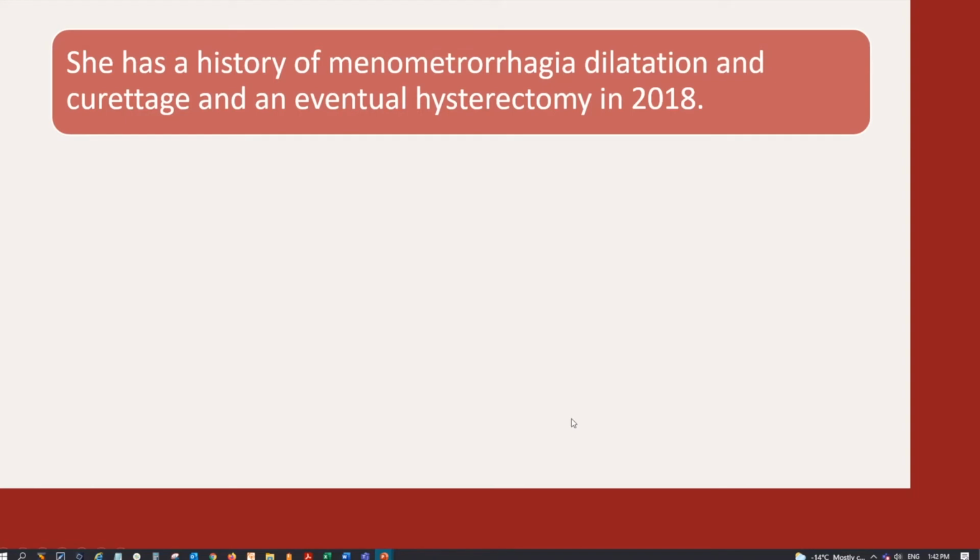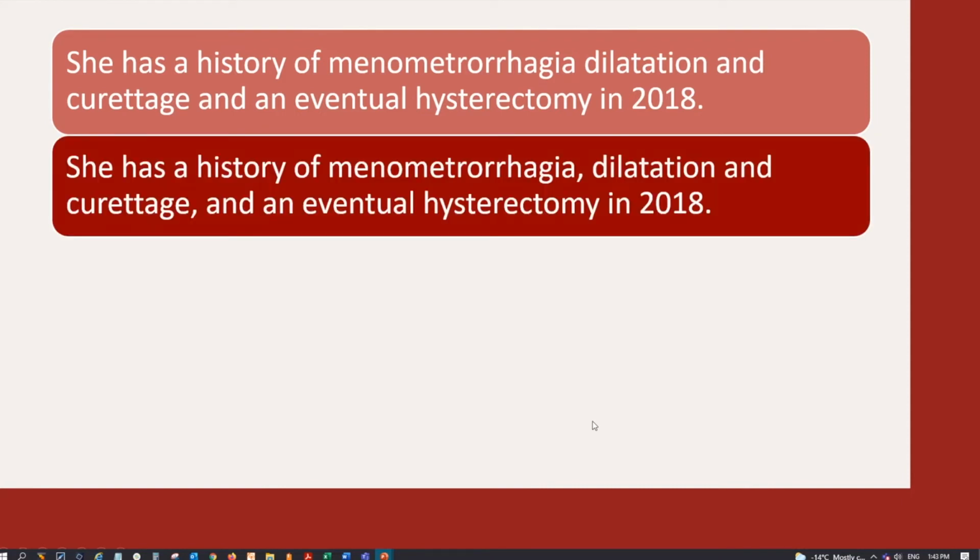Okay, she has a history of menometorrhagia, dilatation and curettage, and an eventual hysterectomy in 2018. This one's a bit tricky. It's trickier than you might think. She has a history of menometorrhagia, dilatation and curettage, and an eventual hysterectomy in 2018. So this is a simple series list, but it's tricky.